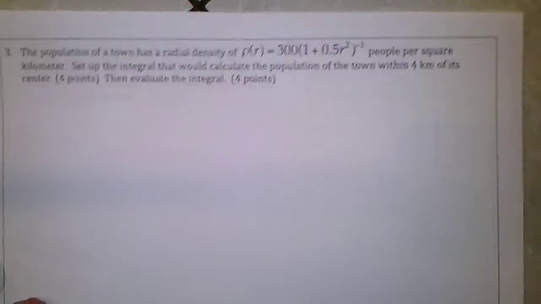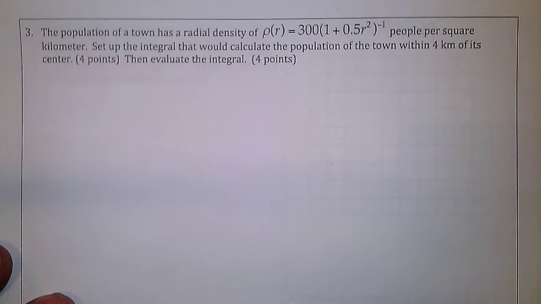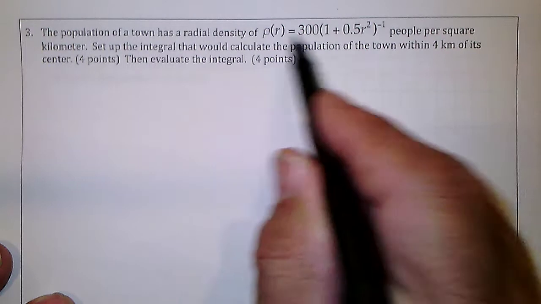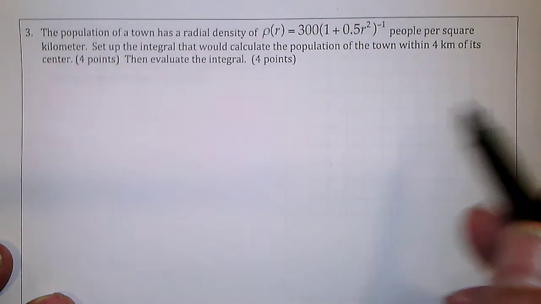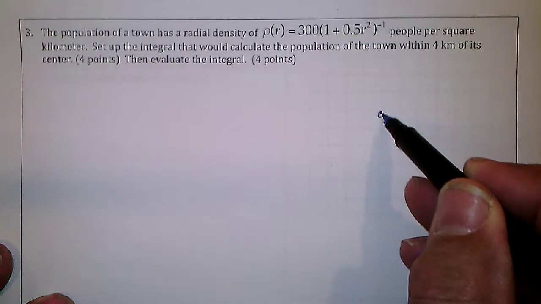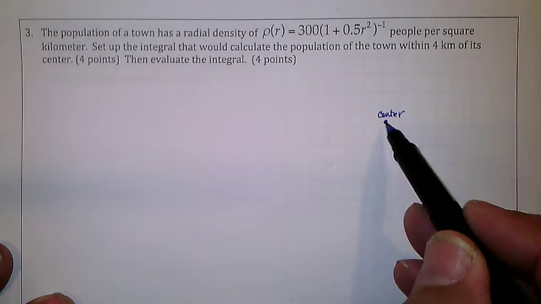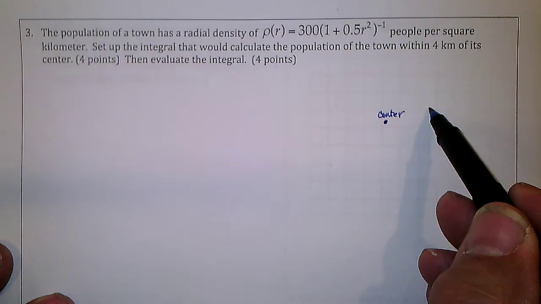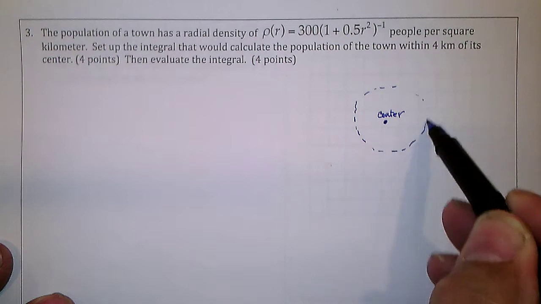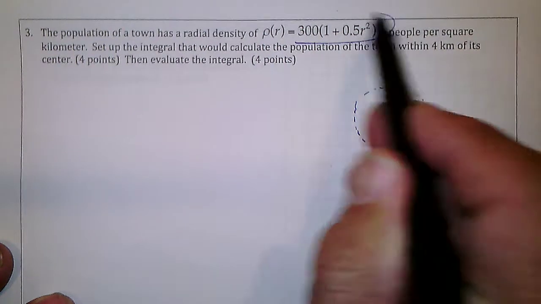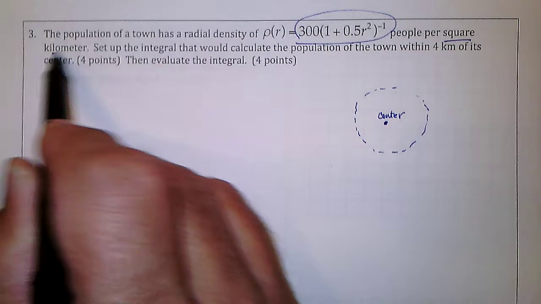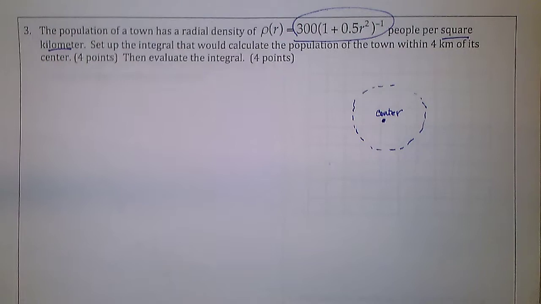Number 3. So the population of a town has a radial density of this, which means if this is the center of the town, as you go out, the population gets thinner. So at a certain distance out here, the amount of people per square kilometer would be a certain amount.